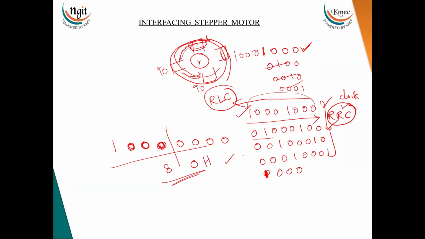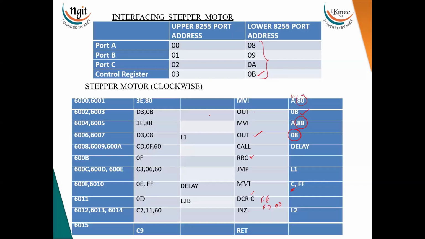RRC means rotate right. So first, initially we have set this value. After the rotate right instruction, the next port A data will be this. Now that data we are sending to port A. After rotating the data, we are jumping to here, OUT 08. After rotating the data, that data we are sending to port A, which means we are giving it to the stepper motor.